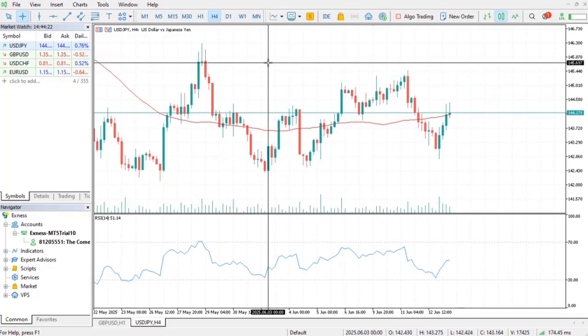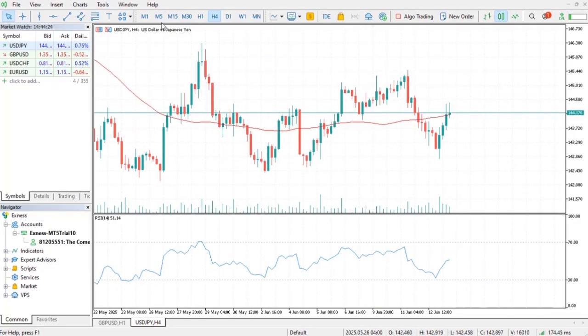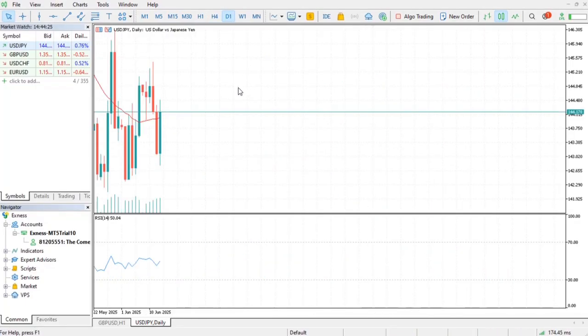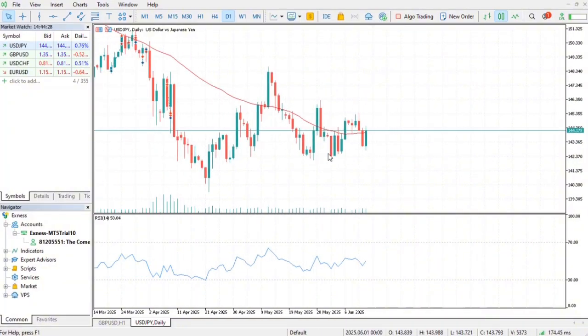This is because the 4-hour is not clear to us, and we can go to the daily time frame to actually see if it is also the same thing. So we can see on the daily time frame, it is also the same thing. There is not a clear one-sided movement on this particular asset, which is the USD JPY.